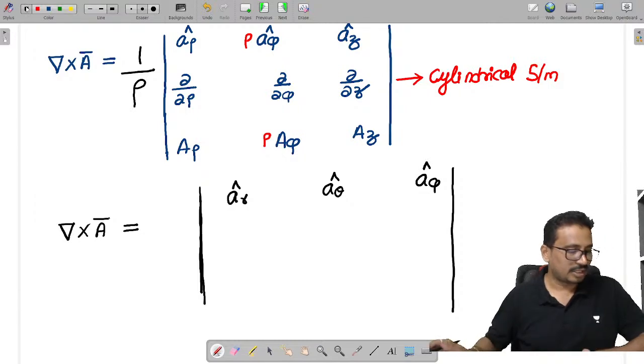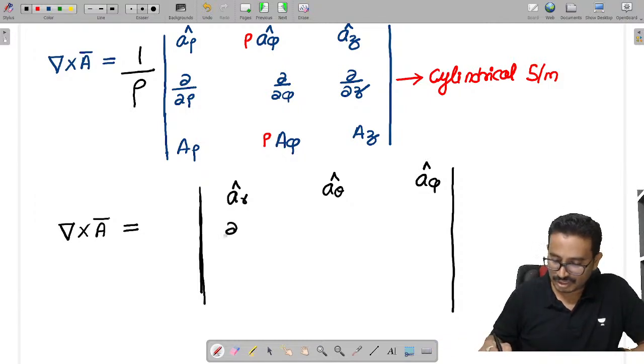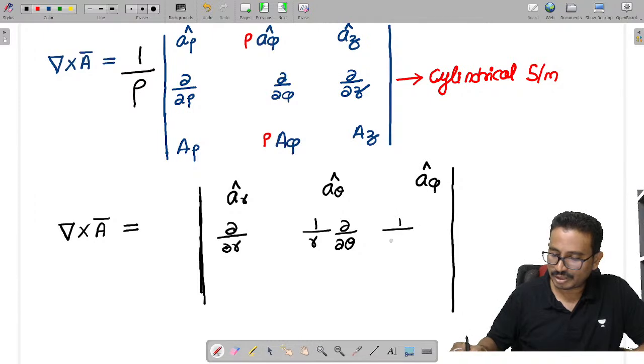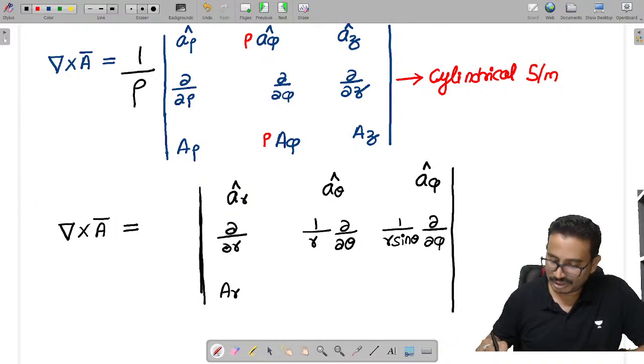Next, tell me the del operator. Which is given as dou by dou r, yes, so here 1 by r into dou by dou theta, 1 by r sin theta into dou by dou phi. बोलिए this thing, all of you. Next, thereafter here we have A r, A theta and A phi. Done.